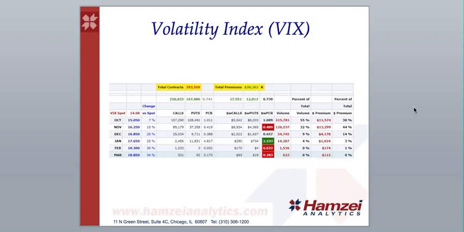For the Volatility Index, the dollar-weighted put-call ratio on the VIX, we have a neutral reading for October with 38% of the total premiums paid. Bearish reading for November with 44% of the total premiums paid. Those were the important ones today.